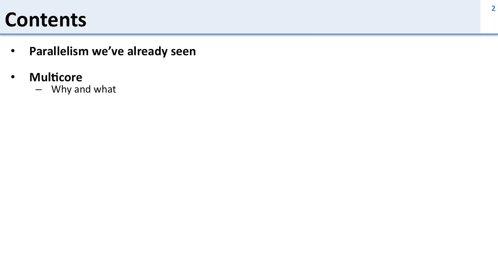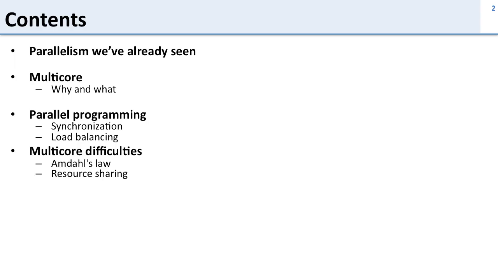Then we're going to talk about multi-core processors. Why do we have multi-core processors today and what are they? We're then going to talk a little bit about parallel programming. So this is going to give you an introduction to the sorts of things you have to do to make programs run in parallel. And we're going to introduce synchronization and load balancing as two problems with this.